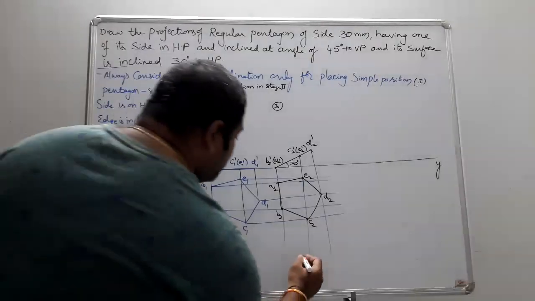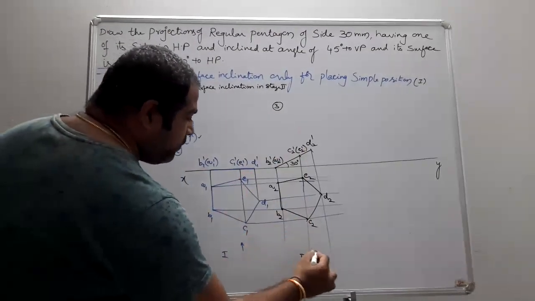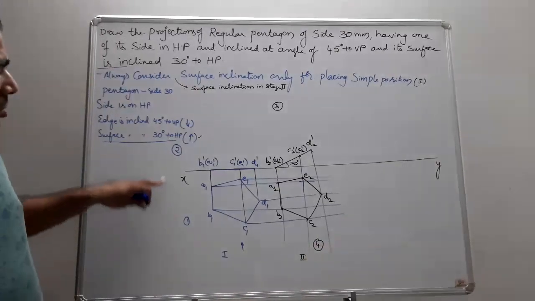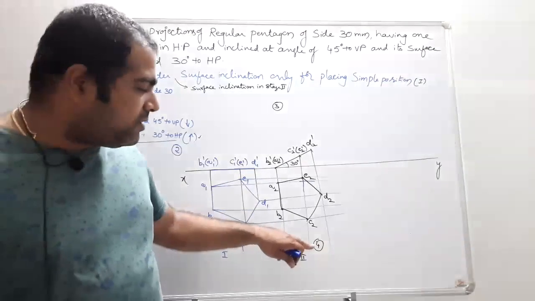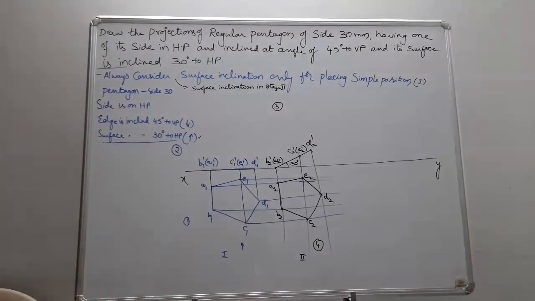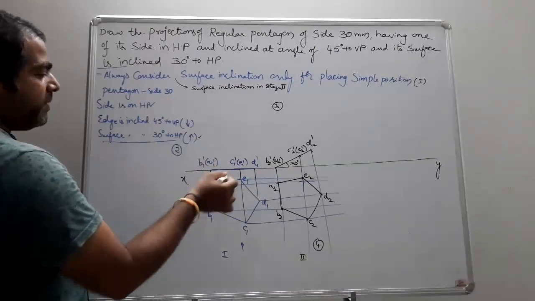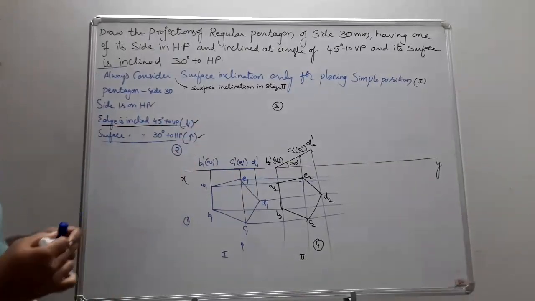Okay, so this becomes your stage 2. If this is third, this becomes your fourth step. 1, 2, 3, 4. And we know that the consecutive step is obtained beside the last step. This is fourth, so beside it you are going to obtain the fifth step. How can we obtain the fifth step here? Until now we considered only surface inclination. Now we are supposed to consider edge inclination. The side is on HP, placed in the simple position, and the surface inclination of 30 degrees is completed. Now finally, we go for the edge inclination, which is 45 degrees to VP.